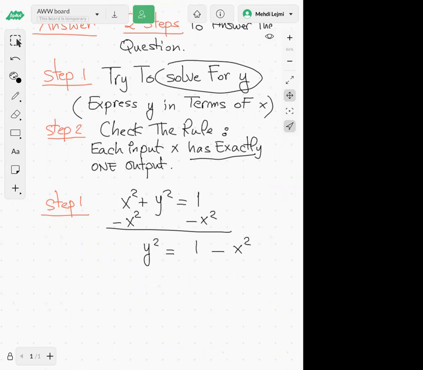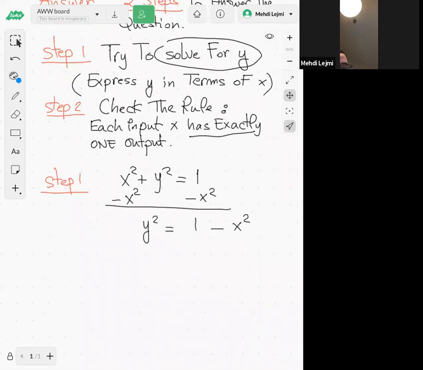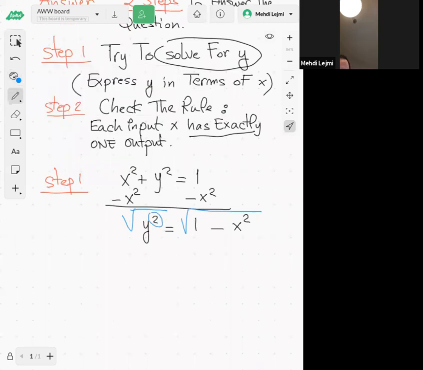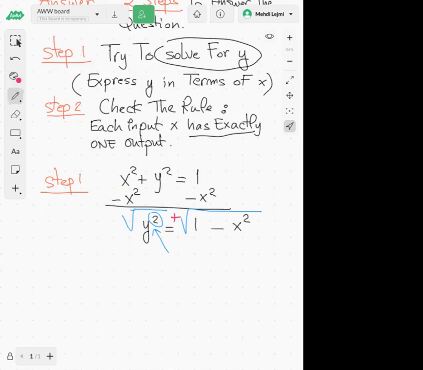Square root, absolutely. So here's my square root, both sides. But we need to be careful, because here the power of y is even. We have y squared, so the power of y is even, and whenever you have an even power, when you take the square root, you're going to need the plus or minus. So here we're going to need a plus or minus in front of the square root.